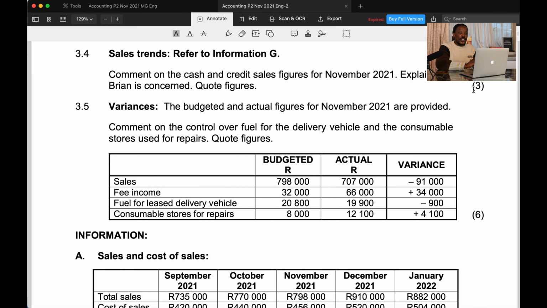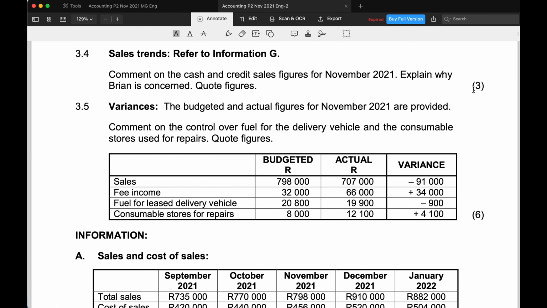Look at 3.5, it is also an independent question. It's a question they can ask independently. It has nothing to do with the previous question, and it has 6 marks. Variances: the budgeted and actual figures for November 2021 are provided. Comment on the control over fuel.